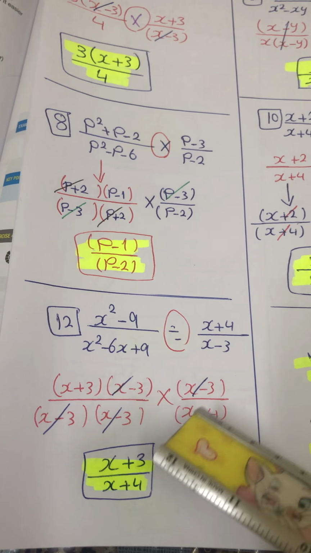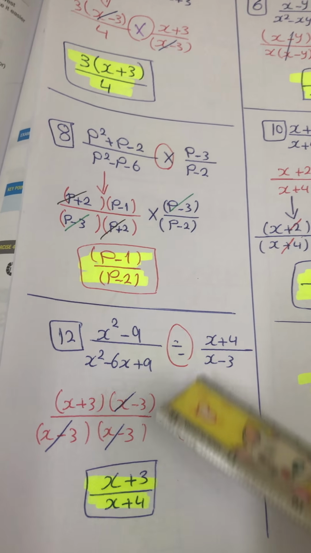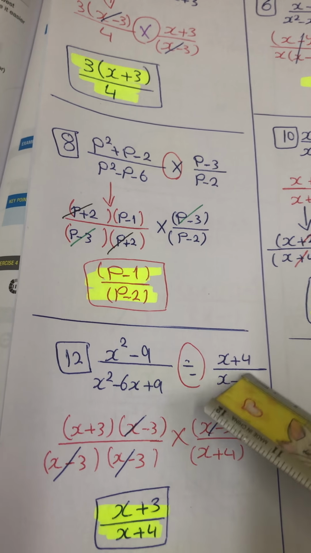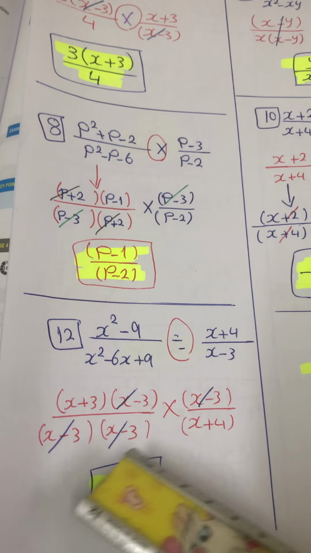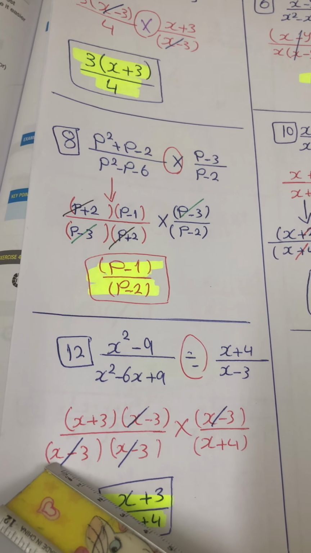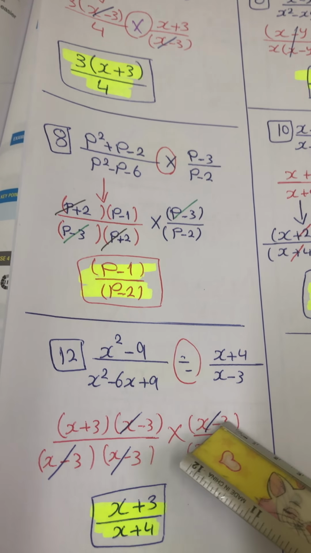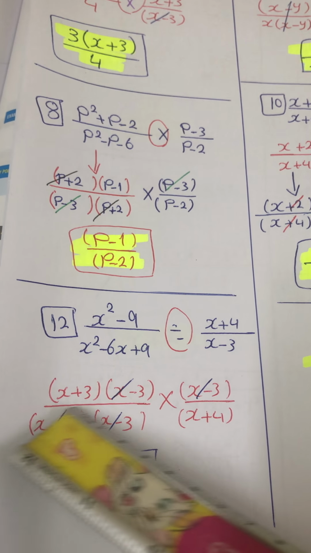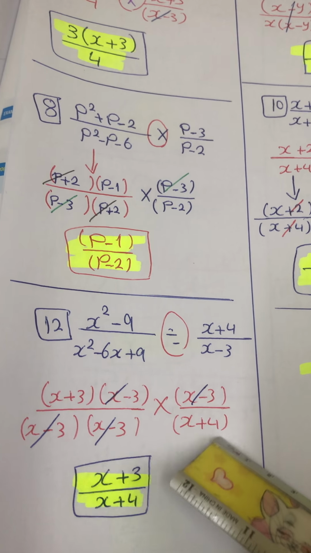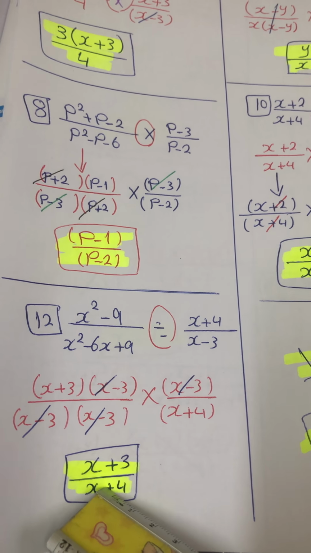And this fraction, don't forget to flip it. X minus 3 comes up and x plus 4 goes down. Now I'll cancel x minus 3 with x minus 3, and we have another x minus 3 with x minus 3. What's left up? X plus 2 multiplied by 1. And down, x plus 4. So this is the answer.